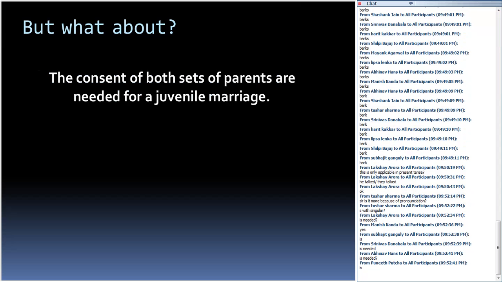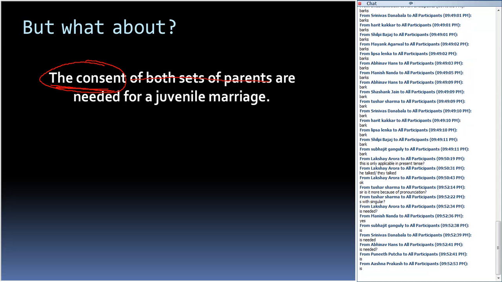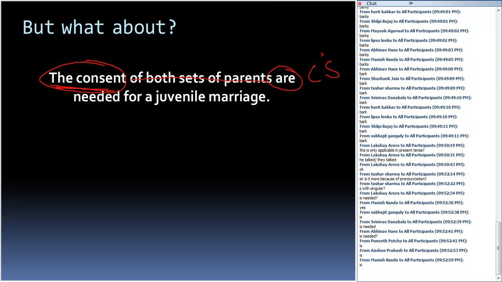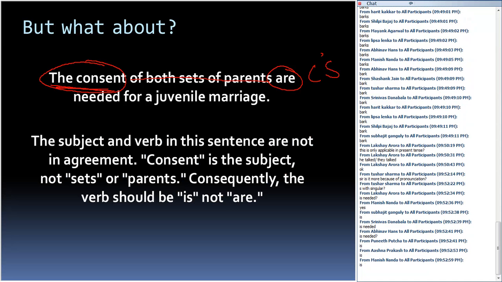Okay. The subject over here, what is the subject? The subject is the consent. Now this consent is of both sets of parents, that is immaterial, but actually we're talking about the consent. So the consent, not are, is needed. It should be is needed for a juvenile marriage. Okay. So the subject and verb in this sentence are not in agreement. Consent is the subject, not sets of parents. Consequently, the verb should be is and not are.